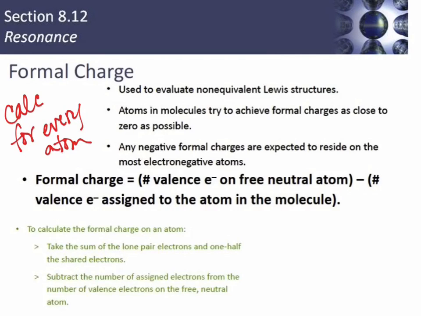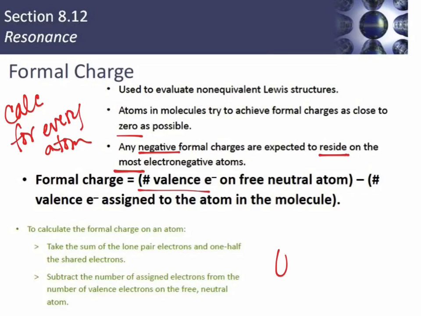Things you need to remember is that we want to be as close to 0 as possible. Any formal charge that we have should be residing on the most, or any negative should be on the most electronegative atom, which means it's going to be the one closest to fluorine. And to determine your formal charge, you have the number of your valence electrons minus the number of electrons assigned to that atom. So if it has a bond on it, you're going to take half of that. Okay?